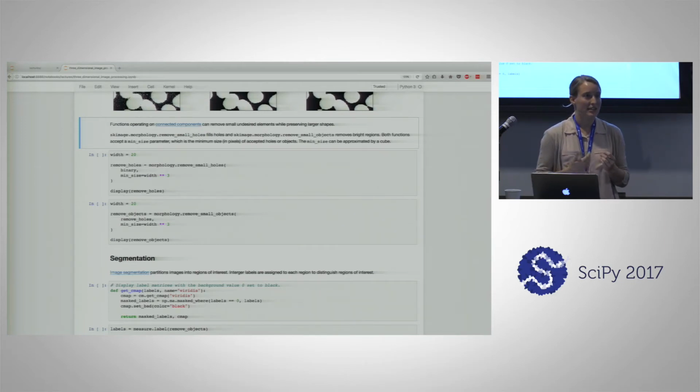Both of these functions take a min size parameter, and at first this was a little bit confusing to me because I would set the min size to be 10 and nothing would happen, and I'd set it to 1,000,000 and all of a sudden it would work. So it's the minimum size in total pixels of the accepted holes or objects, and my trick for this is to approximate a cube that fills the region. So I look at the plane and I think, okay, this is the width of the hole that I want to fill, and then I raise that to the power of 3 to get the total area as a cube.